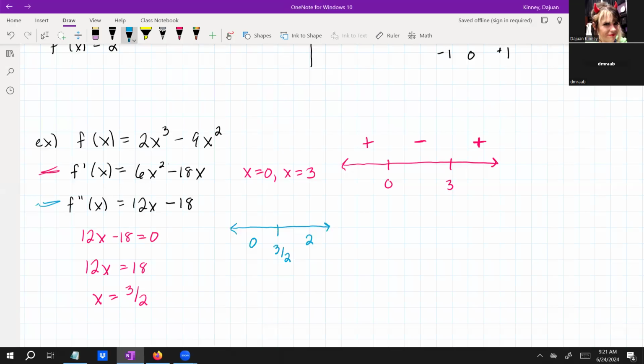If I plug in 0 into the second derivative, I get a negative value. If I plug in 2 into the second derivative, I'm going to get a positive value. So this tells me I'm concave down and then I'm concave up. So I tend to draw what my function is doing on my little number lines. Helps me organize and know what I should be doing with this. And if you look at our two derivatives, where it's concave down is where we have a maximum. So they kind of match up.